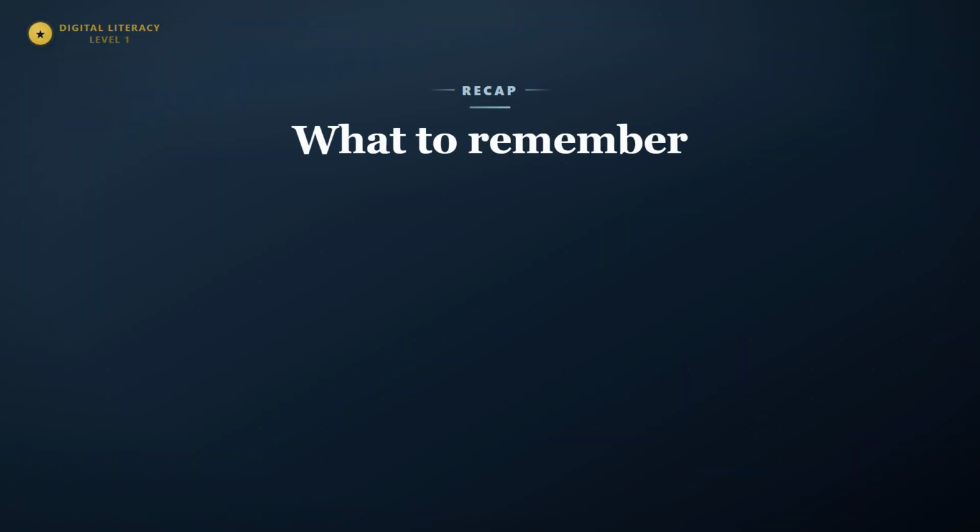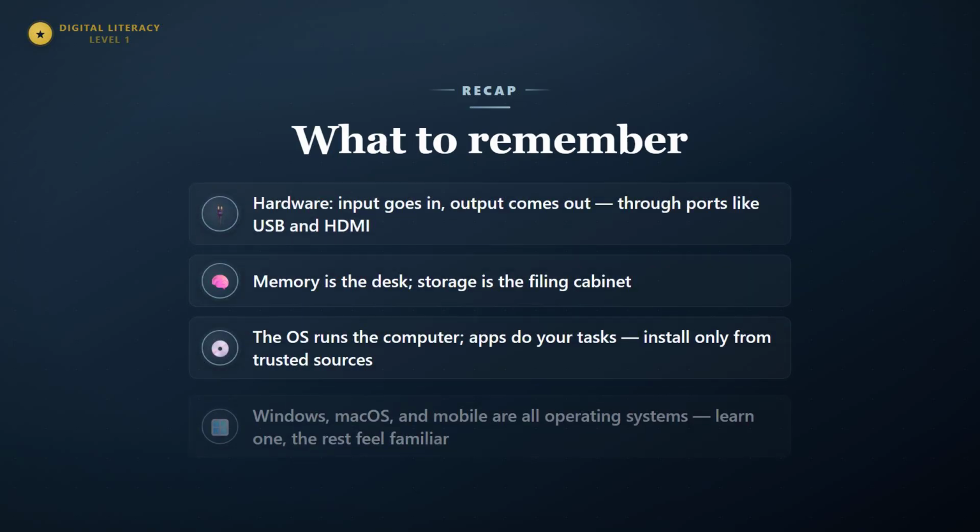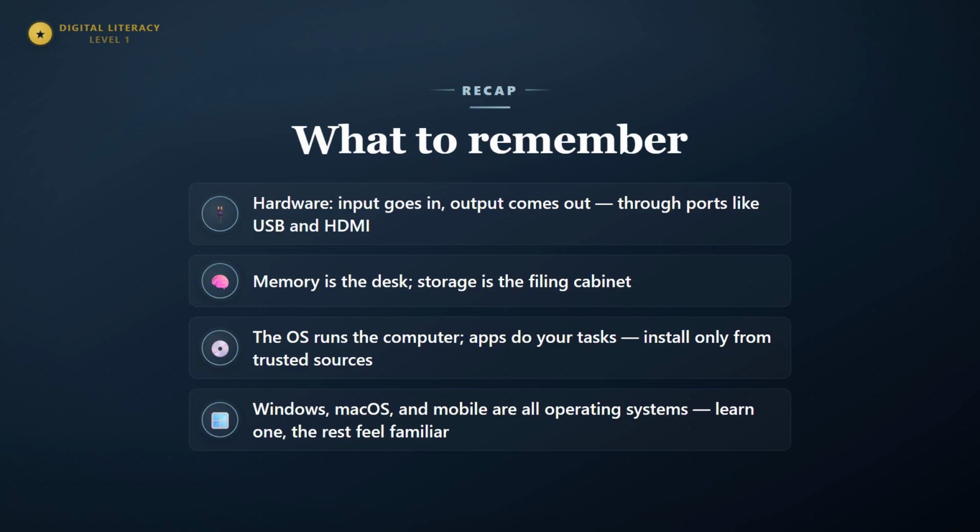So, to recap, hardware is what you touch. Input devices send information in, output devices send it out, and they plug in through ports like USB and HDMI. Memory is the desk, storage is the filing cabinet. Software runs on the hardware, the operating system runs the computer, apps do your tasks, and you install only from trusted sources. And Windows, macOS, and mobile are all operating systems. Learn one, and the rest feel familiar.